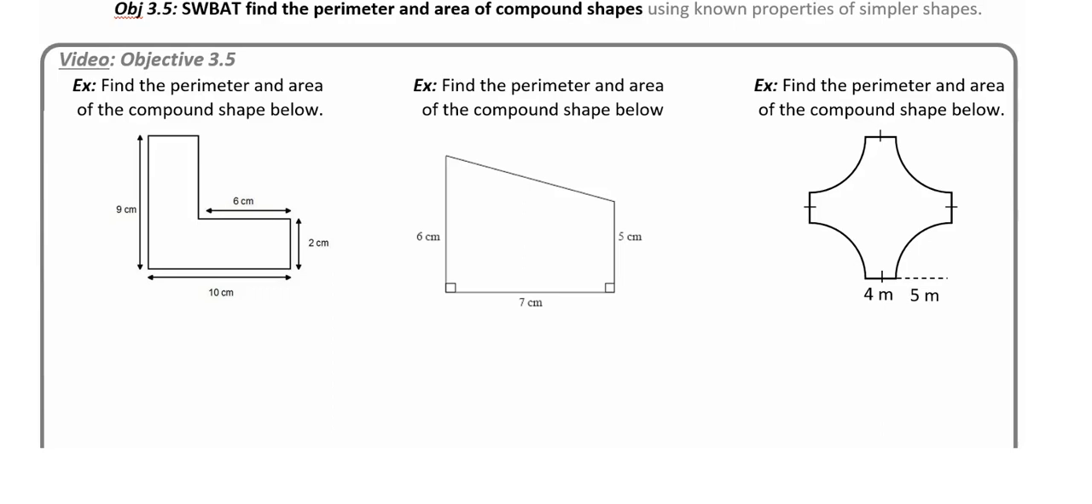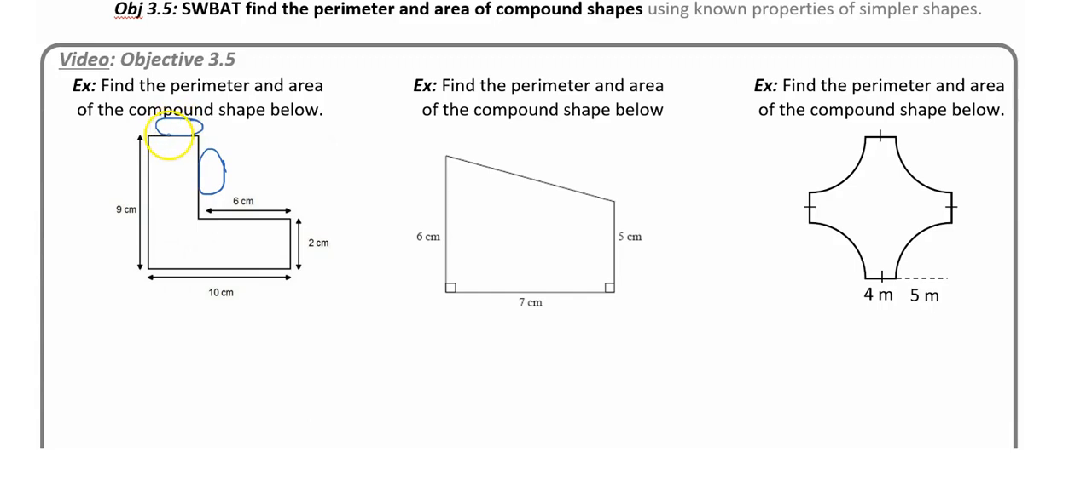In this video on Objective 3.5, we'll find the perimeter and area of compound shapes using known properties of simpler shapes. In this first example on the left, this shape is made up of rectangles. And we're going to need to know this dimension and this dimension to enable us to find the perimeter.